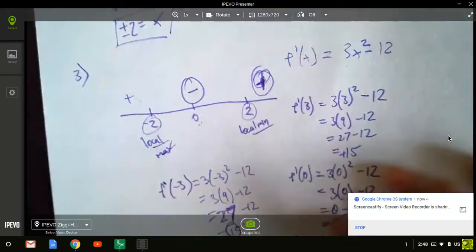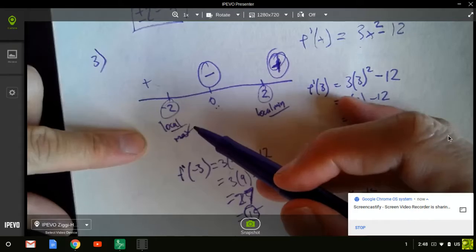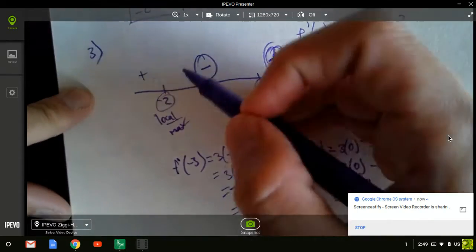Hold on, we're not finished. Now that we know that's a local min and max, we actually want to know the coordinate. These are just the x values. This is the x-axis.